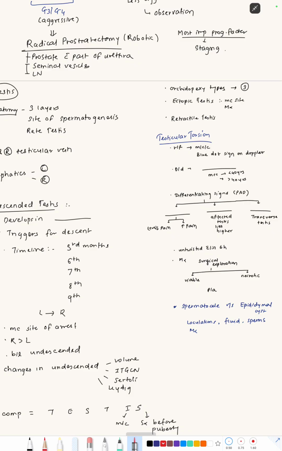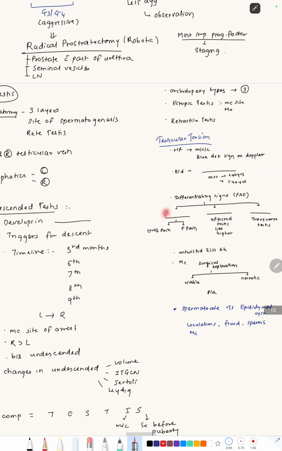The first sign is called the Prehn sign. In the Prehn sign, it is done by lifting the testes up. Upon lifting, if the pain increases, that's a case of testicular torsion. If the pain subsides, that is a positive sign. It is a case of epididymo-orchitis. So Prehn sign is positive in epididymo-orchitis.